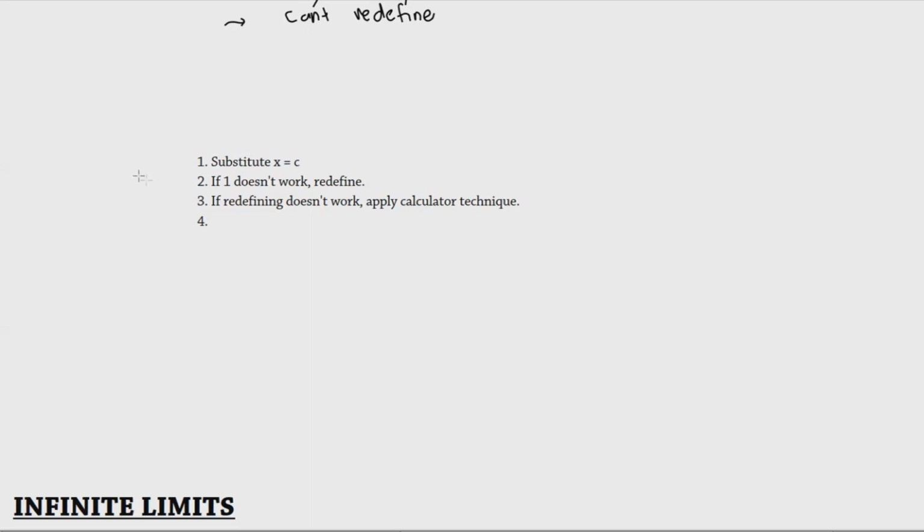Okay, so remember this: substitute x equals c. If 1 doesn't work, redefine. And then number 3, if redefine doesn't work, apply calculator technique. By the way, redefining means that you need to apply, let's say, rationalizing the expression or finding its factors, then cancel them out, all things like that you've learned in high school, and probably you will be able to tackle all of them as we go on in each example. We do have a lot.